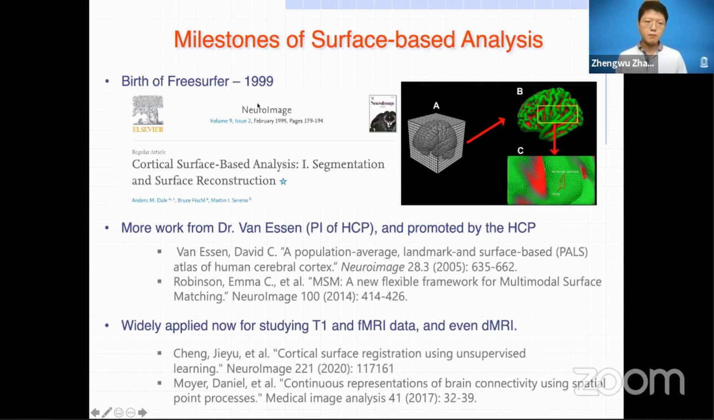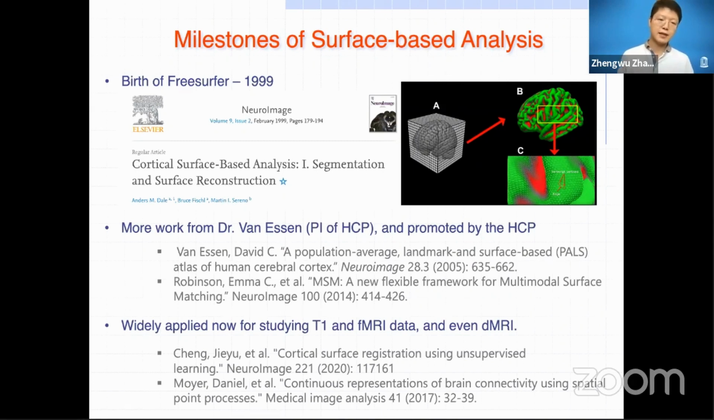Before that, here I list a few milestones for the surface-based analysis of brain imaging data. From 1990, basically two decades ago, two papers were published in neuroimaging, and that just marks the birth of FreeSurfer, which is a piece of classical software that we're currently still using to analyze brain imaging data. And from then, surface-based analysis became very popular.